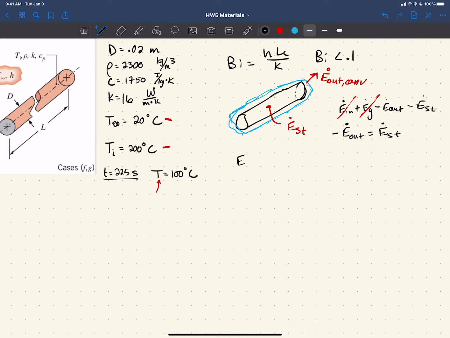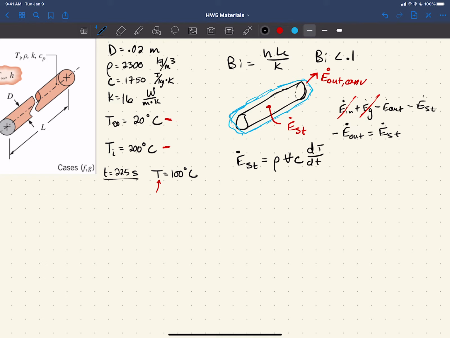Okay, and so then we come over here, and E dot ST is going to be rho V C dT/dt, because really that E dot ST is dU/dt, where U is internal energy. He always explains a bit about how we get from there to here, but for me, rho V C dT/dt is just burnt into my brain, so I just write it down. I don't go through the steps of figuring it out each time.